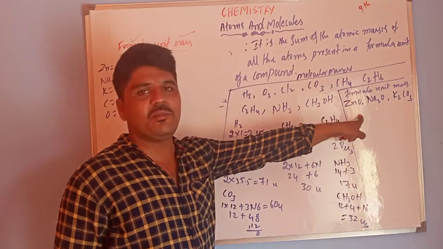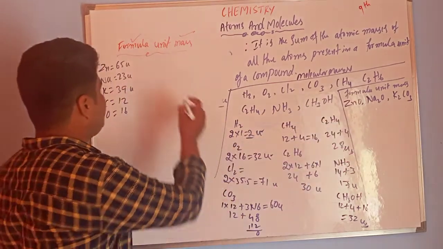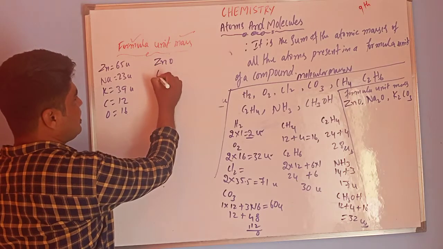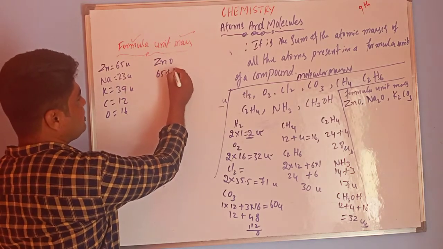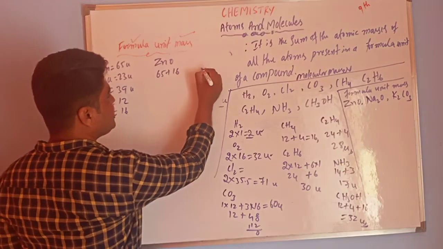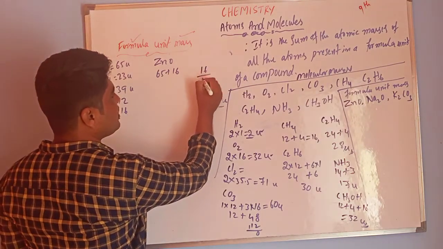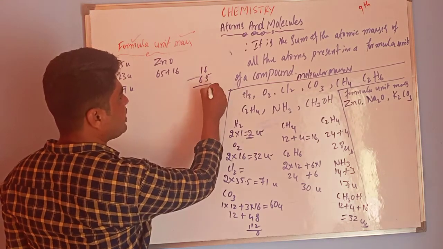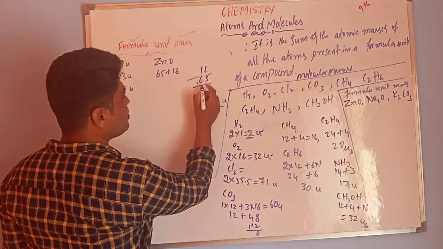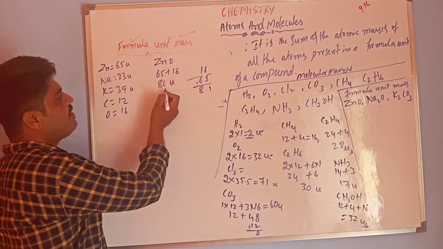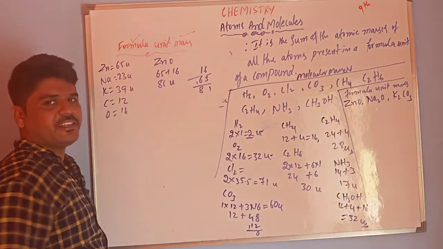We have compounds. First I am taking ZnO. For Zn, the atomic mass is 65, and oxygen 16. So 65 plus 16, calculate how much? 6 plus 5 is 11, plus 1, 7 plus 1 is 8, so 81. 81 u is the formula unit mass of zinc oxide.